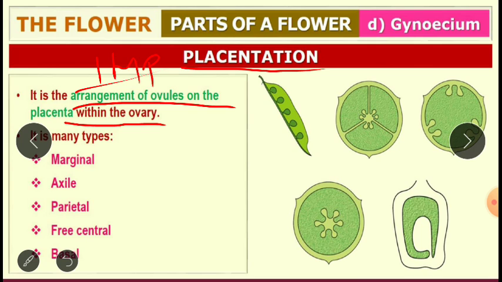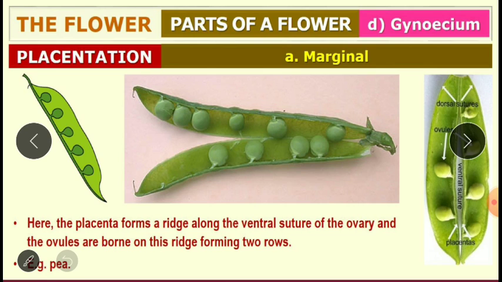There are five main types of placentation: marginal placentation, axile placentation, parietal placentation, free central, and the last one is basal placentation. These are the five main types of placentation. Let us study each one of them in detail.